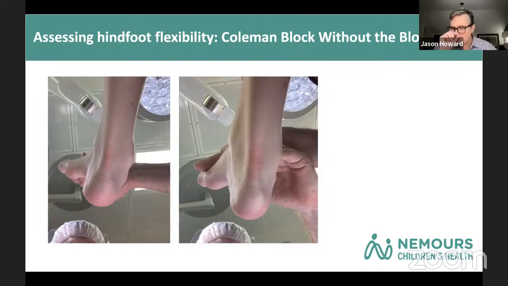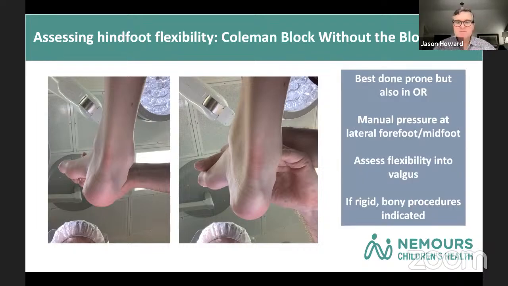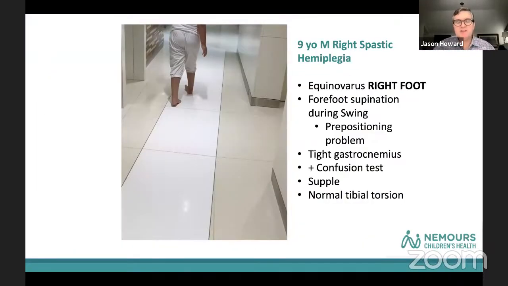That's the way I do this. I do it in the prone position, rather than getting them to stand up, for kids who sometimes have a lot of trouble standing up for any amount of time at all. So this is a way to do it in kids with more profound weakness. And if that's rigid, then you want to think about more bony procedures.